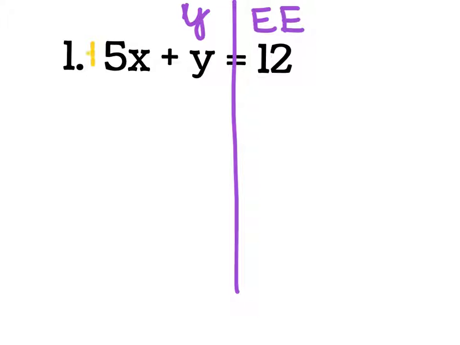And that 5x is currently positive, so when I move it to the other side, it's going to switch, and instead of being positive, it's now going to be negative. And then it is now gone from the left side.